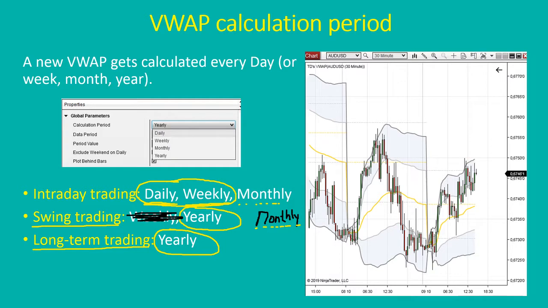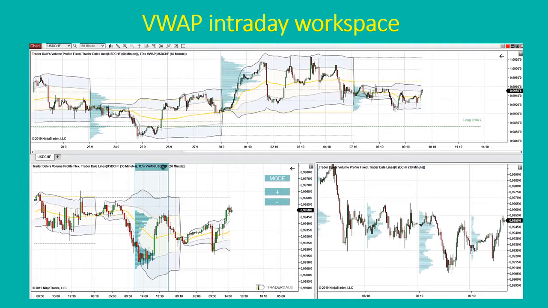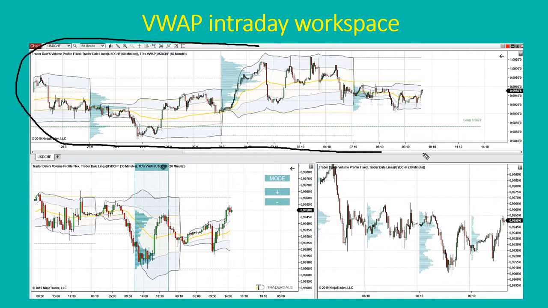Now maybe this is a bit hard to imagine, so let me show you a picture. This is my intraday trading screen. This chart right there is a 60-minute chart, and with this chart I use a weekly vwap. So right there this is Monday, and right there this is Friday. Alright, so Monday, Tuesday, Wednesday, Thursday, Friday.